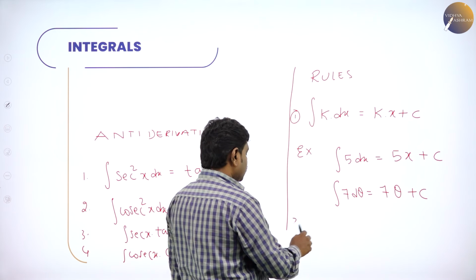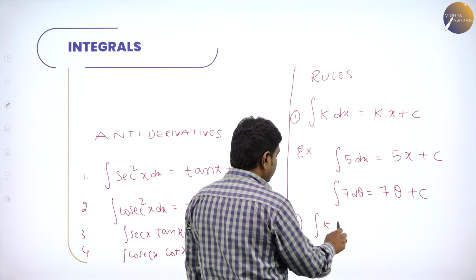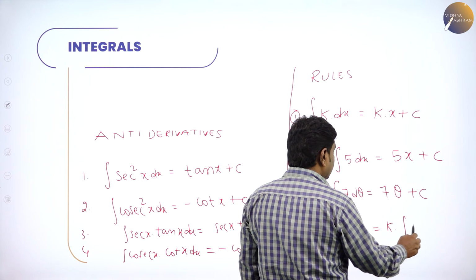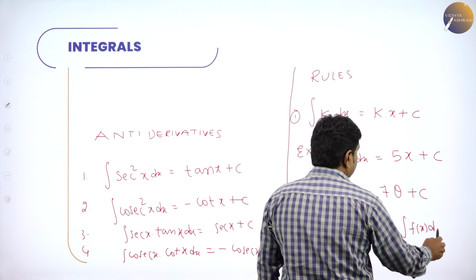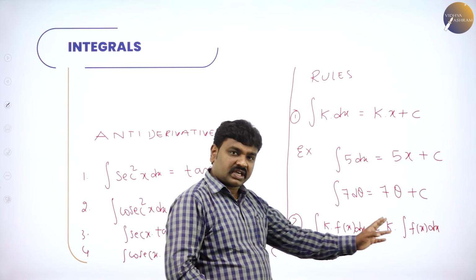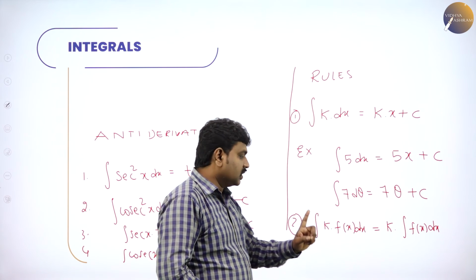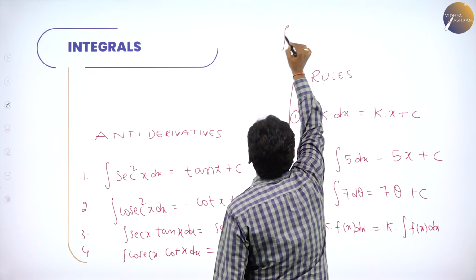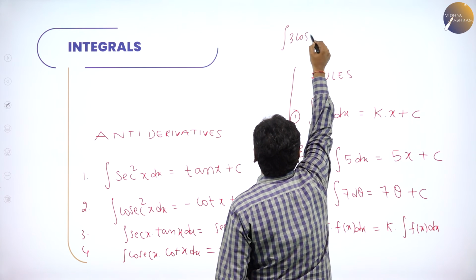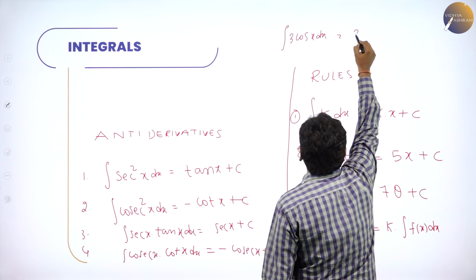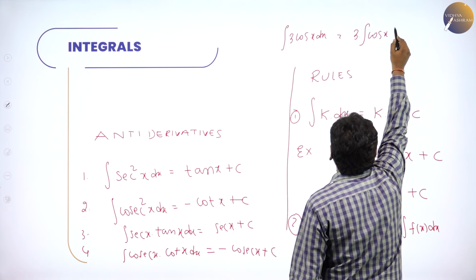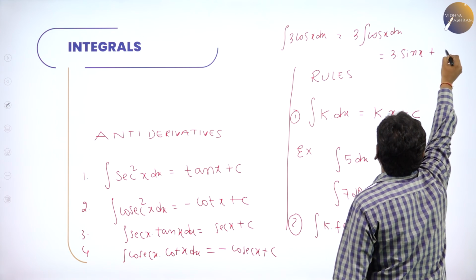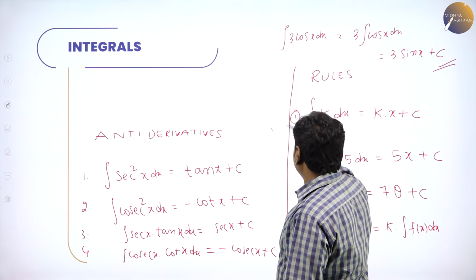Then second one, integration of k into f of x dx. Constant into function: take out the constant and integrate the function, like differentiation. For example, if I give you integration of 3 cos x dx, what is 3? Constant, take it out, and apply integration to cos x. What is integration of cos x? Sin x plus c. So rule 1, rule 2 I told.